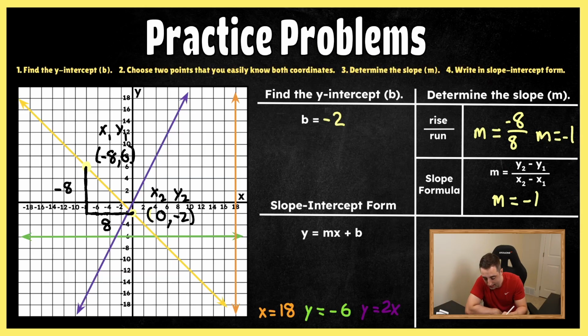And now let's go ahead and plug it into slope-intercept form. We get y equals -1x, or just -x, minus 2 for our last equation of a line. Hopefully you went 4 for 4 in the practice problems. If you did, very, very nice job.